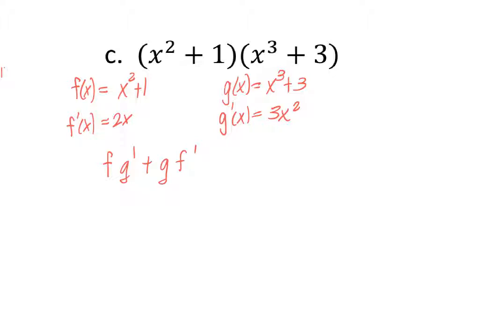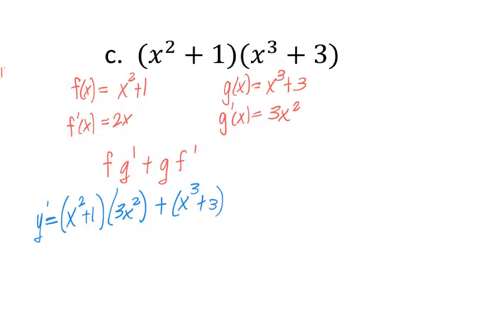So, and make sure you label things y prime. I will count off for not labeling your derivative. I don't want to have to go looking for it. Your f of x, okay, so x squared plus 1, literally copying and pasting it, times your derivative of the second, so 3x squared, plus g of x, so your original second function is x cubed plus 3, times the derivative of the first function, which is 2x.